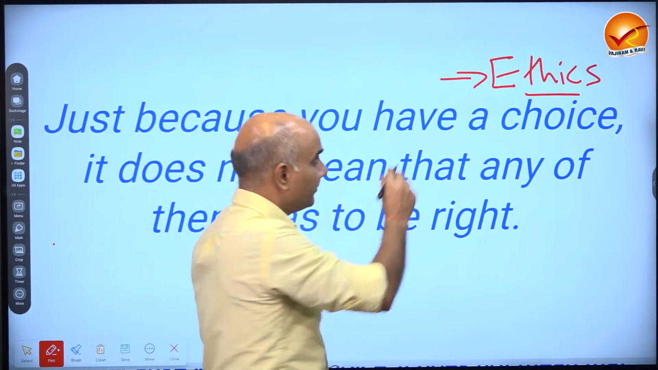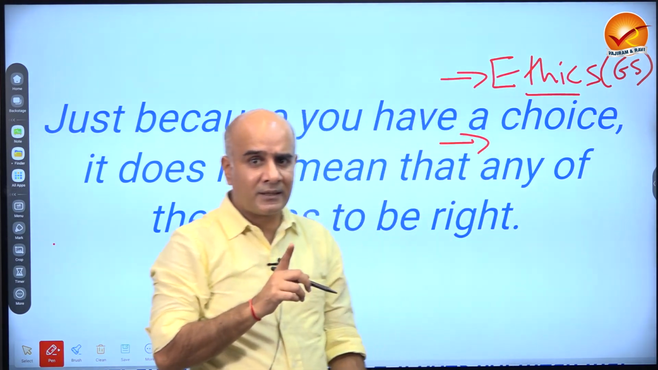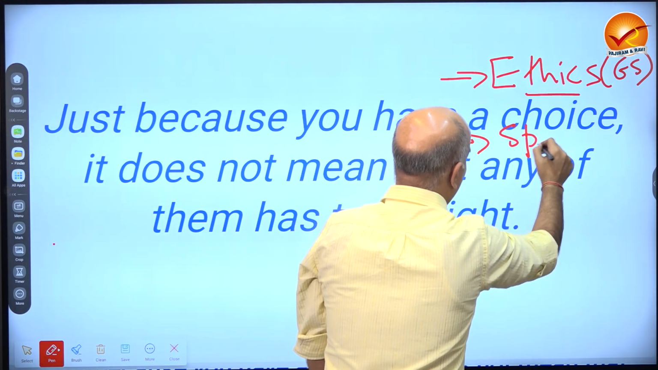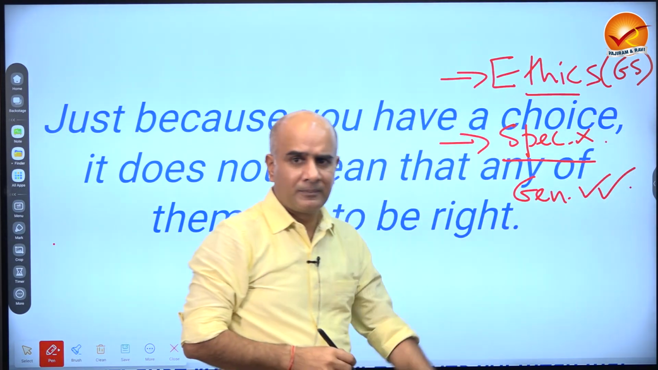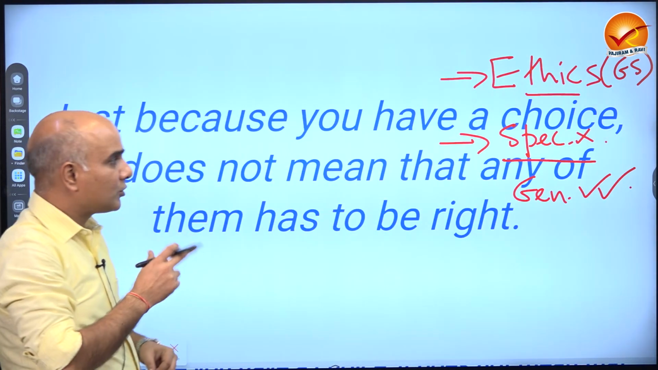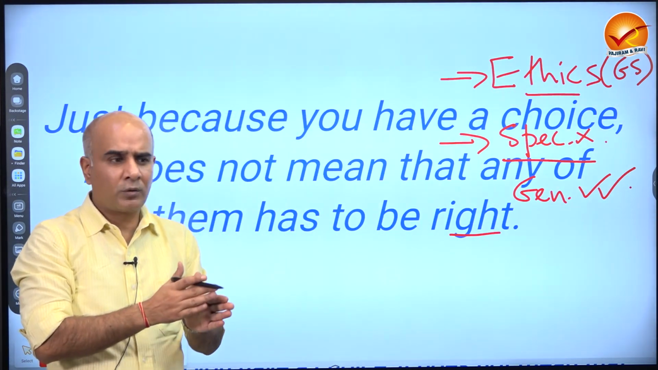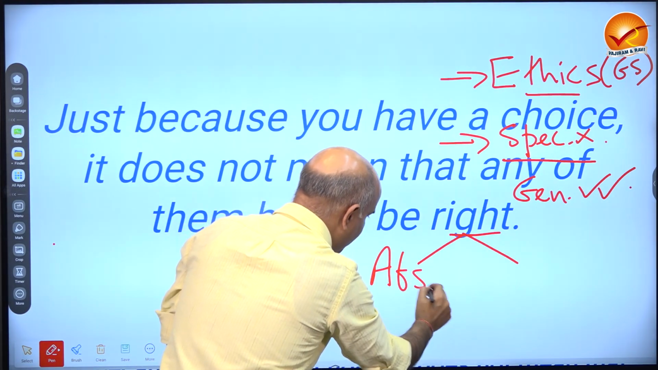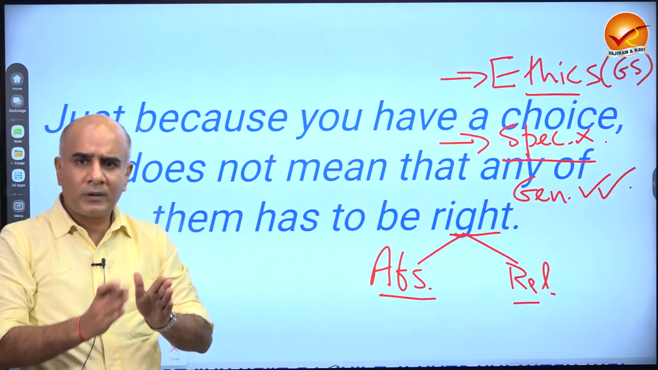But please remember, number 2, why do we say ethics? Because ethics is a part of general studies. On the other hand, when you're writing an essay, the intention is not to show that you're a specialist. The intention is to write with a generalist orientation. This topic, for example, says that just because you have a choice does not mean that any of them has to be right. Now, if I look at it from an ethical point of view, from a philosophical point of view also, this is the debate between absolutism on the one hand and relativism on the other. If you are able to understand this, you're absolutely correct.